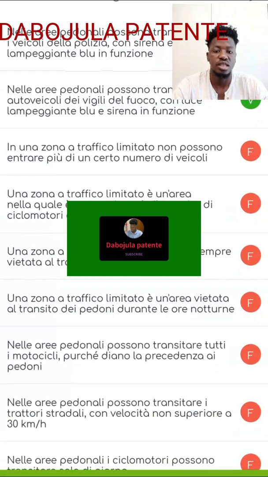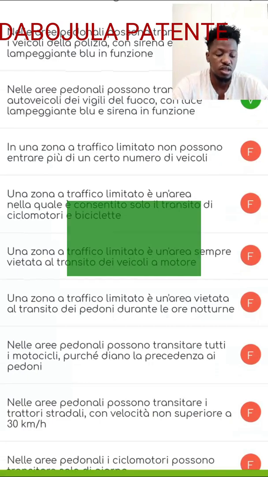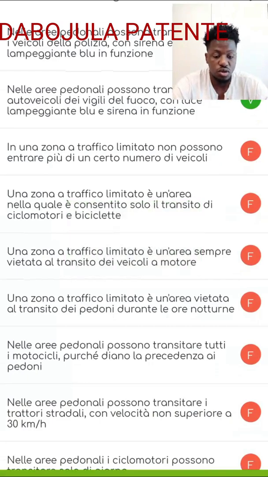In una zona traffico limitato non possono entrare più di un certo numero di veicoli. This is confusing and it usually appears in the exam. It says in a traffic limited zone, only a certain number of vehicles are allowed to transit at a time. This is not true.